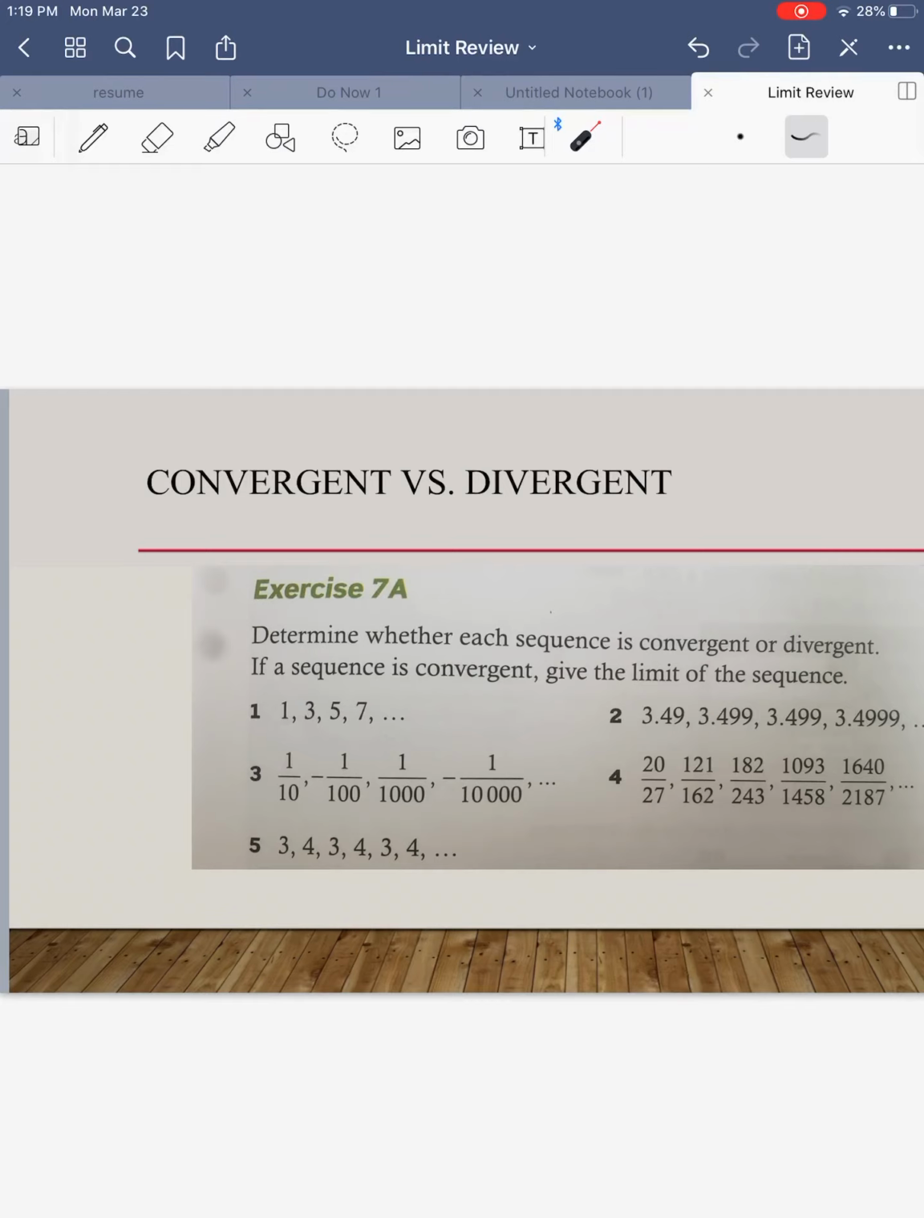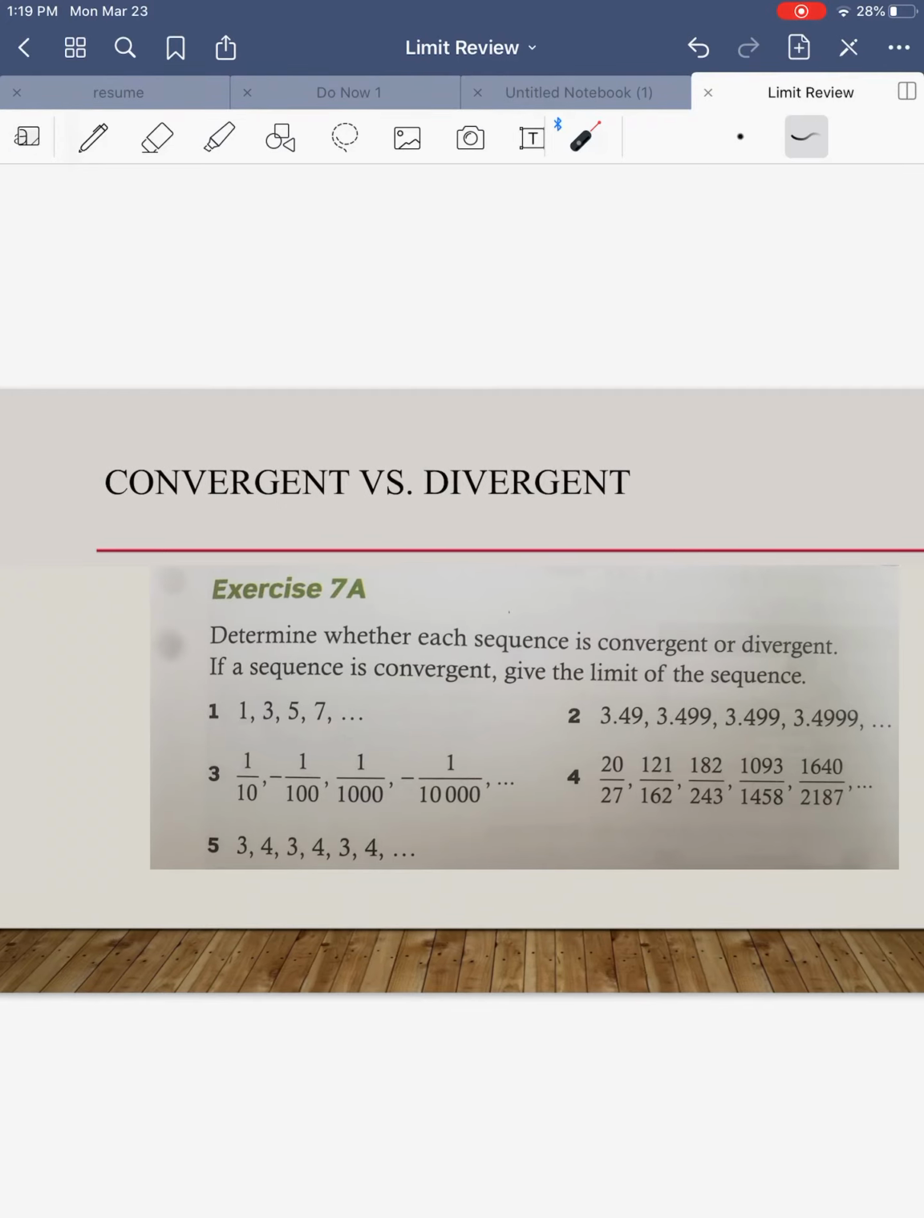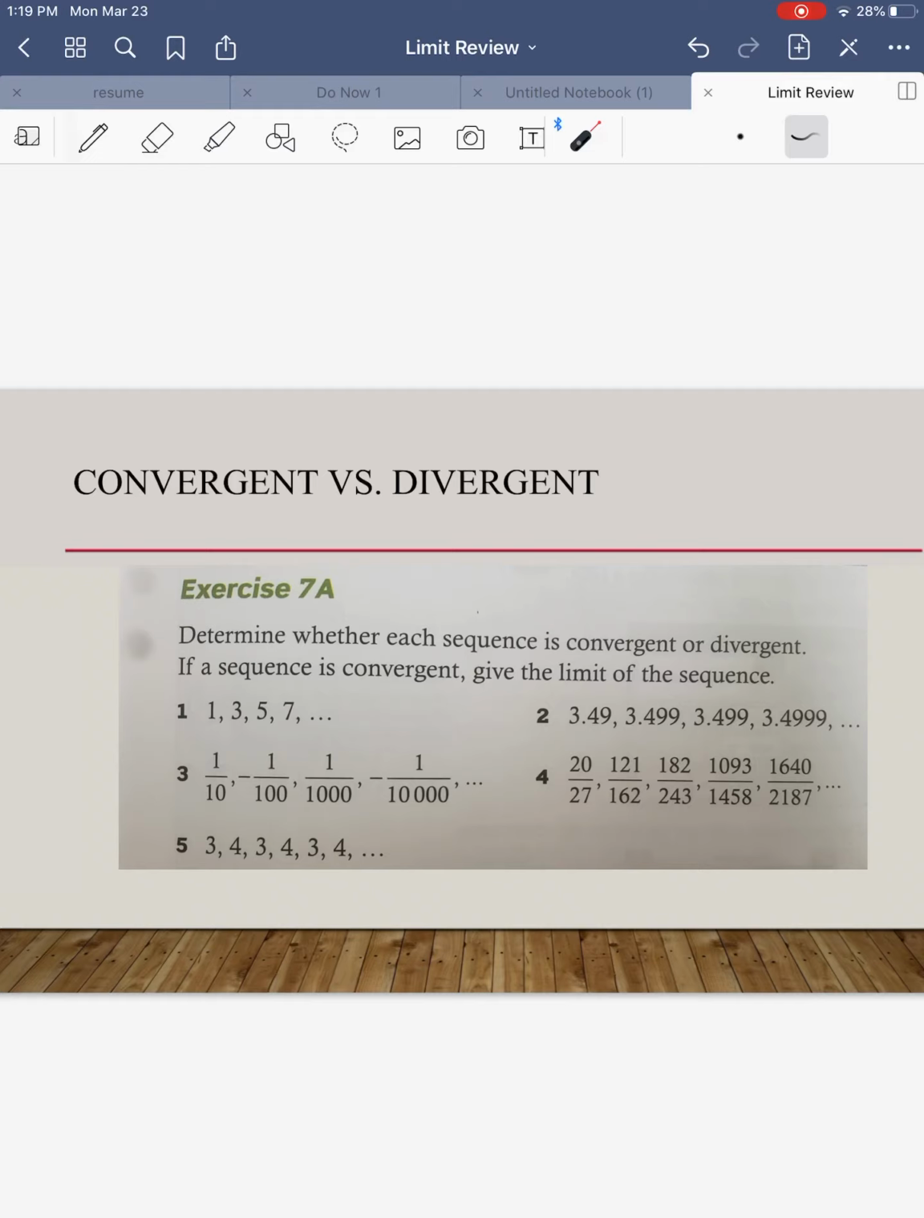So we need to talk about convergent versus divergent. We have seen this before in series. So if we're looking at 1, 3, 5, 7, our series can continue. It's adding 2. So we have a sub n plus 2, right? And we could add 2 forever. It's infinite. So therefore, this series is divergent. It doesn't go to a number. It's infinity. So divergent. Okay.